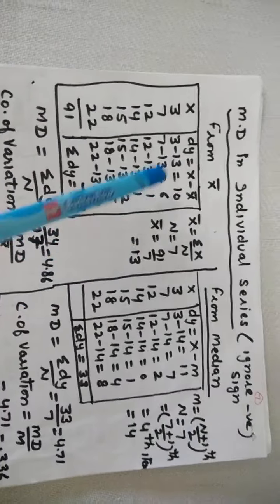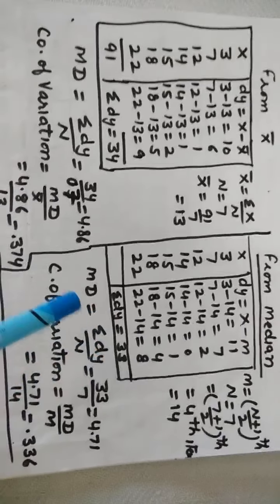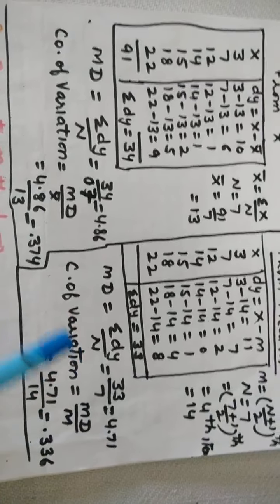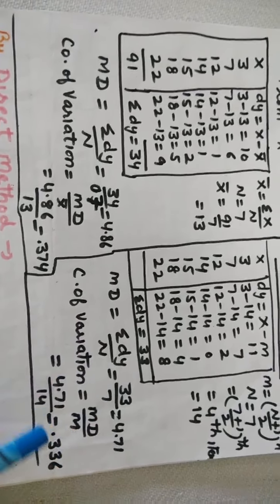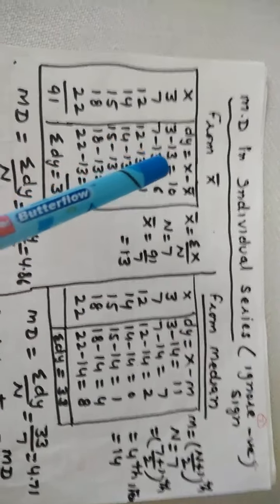Here the size is 7 variables, so the median is the 4th item. The 4th item is 1, 2, 3, 4, that is 14. So 14 is our median. Take deviation from the median, and the total of summation dy is 33. Mean deviation is summation dy over n, 33 divided by 7, which is 4.71. Coefficient of variation is mean deviation by median, that is 0.336. This is how we calculate mean deviation from mean and mean deviation from median.